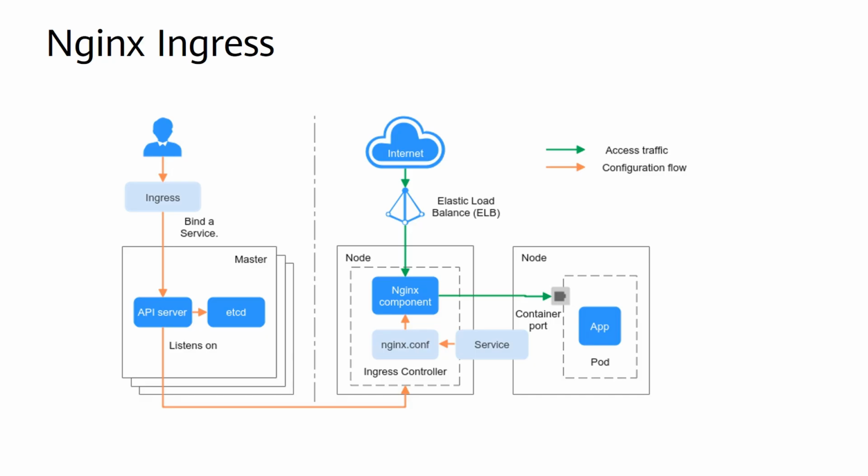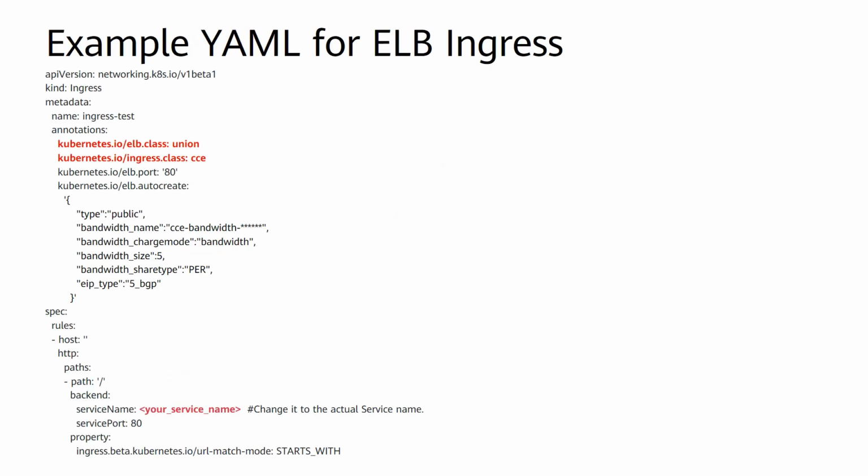There are some differences between these two types of ingress controllers. First, the ELB Ingress controller is installed on the master node and the Nginx Ingress controller is installed on the worker node. Installing the controller on the master node will spare your worker node resources. The other difference is that the Nginx Ingress controller cannot be bound to multiple load balancers, but the ELB Ingress controller can. That is, you can configure a load balancer for each rule.